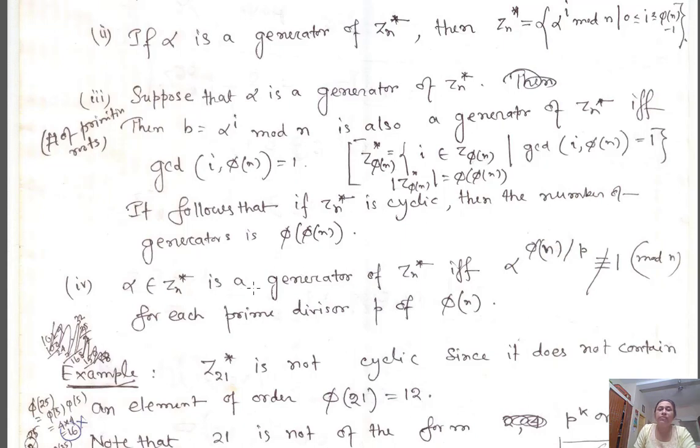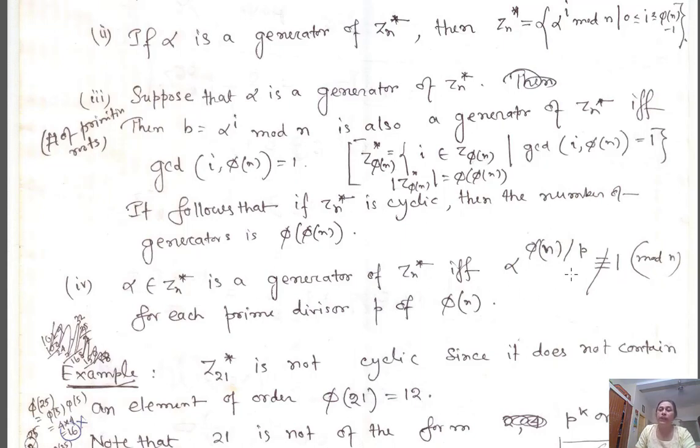Yes, it comes from the definition. Alpha is a generator means its order is phi n. So if you take other divisors of phi n which are less than phi n, this is one factor of phi n. So all those values, alpha to the power of those values, will not give you 1 modulo n.